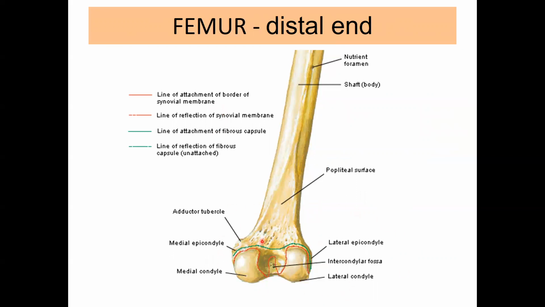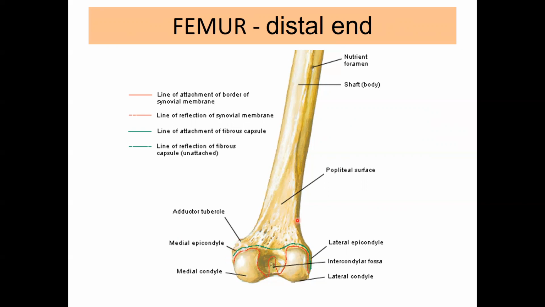It has a popliteal surface at the posterior part. Remember the linea aspera: below the division of the lips of the linea aspera is a surface called the popliteal surface. This is where it is located. And then on the medial side there is an adductor tubercle, above the medial epicondyle. This is the medial epicondyle.